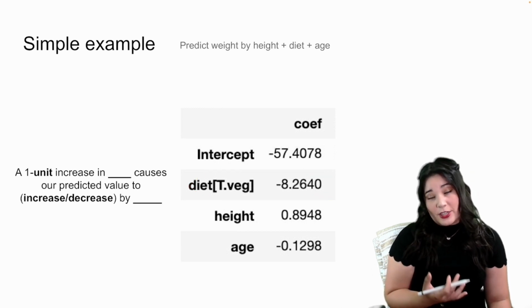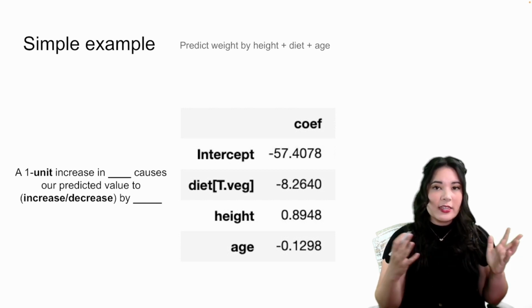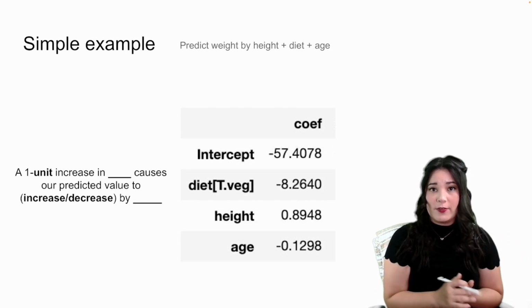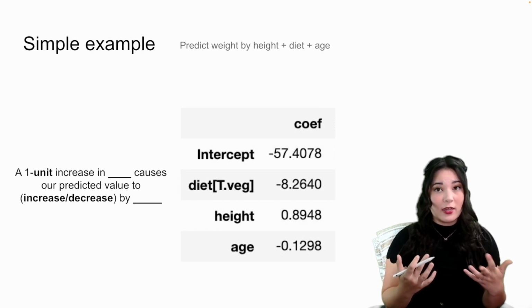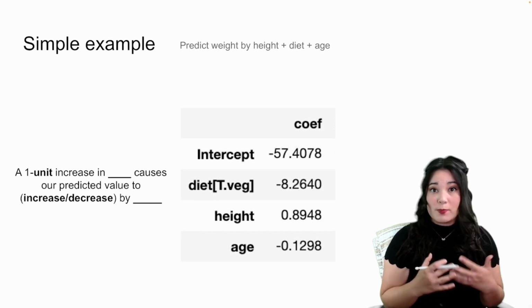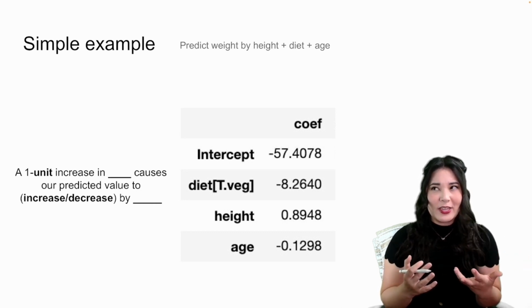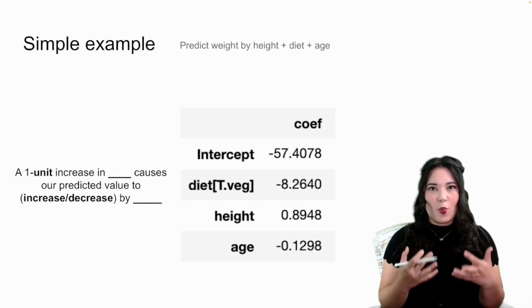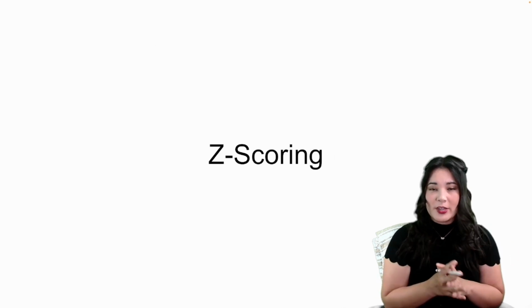Now, these interpretations are interesting, but often what we want to do is compare the relative magnitude of our different effects. For instance, does height or age have a bigger impact on your weight? Well, we can look at the coefficients and see which one is bigger in magnitude, but it's really hard to compare because how do we compare a 1 year increase to a 1 centimeter increase? Let's talk about a solution to this.